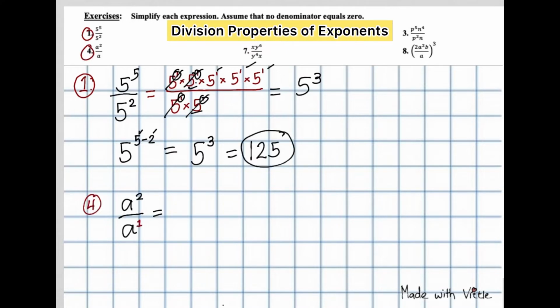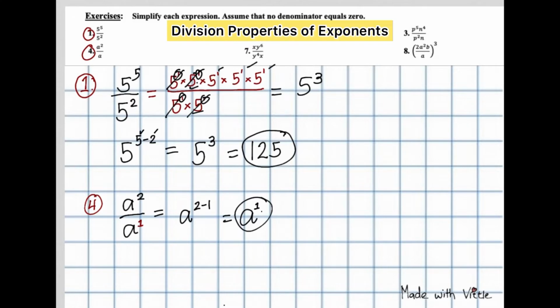a to the second power divided by a to the first power. Subtract their exponents or powers. Therefore, it's a to the first power.